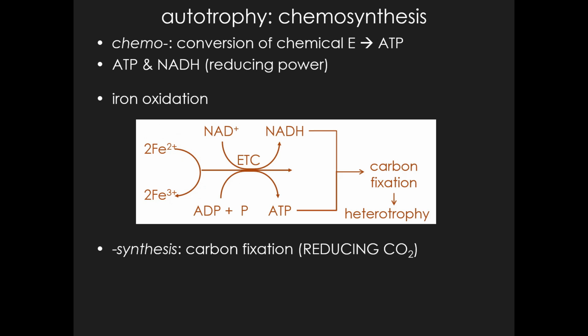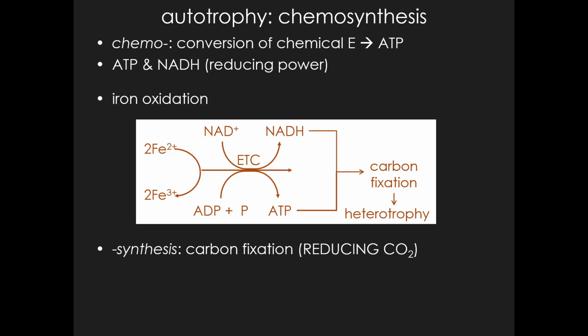Before we move on to photosynthesis, we want to just put this idea of chemosynthesis into the same schematic we were using in the previous lecture. So first of all, let's talk about that word chemosynthesis. Chemo refers to the conversion of chemical energy to ATP. So some chemical is used to make ATP. Synthesis refers to that energy being used to make carbon. So chemosynthesis, unlike photosynthesis, utilizes chemical energy to fix carbon.